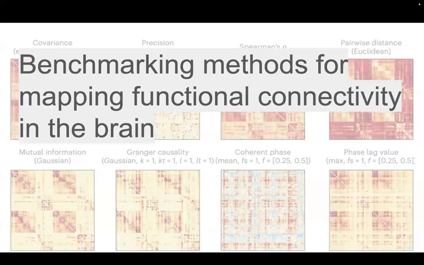Hey everyone, so today I will be presenting a paper in which the authors basically tested a lot of different ways to estimate functional connectivity from the MRI data, compared the results between each other and a few benchmarks they defined for themselves, I suppose. But anyway, I think we can start.